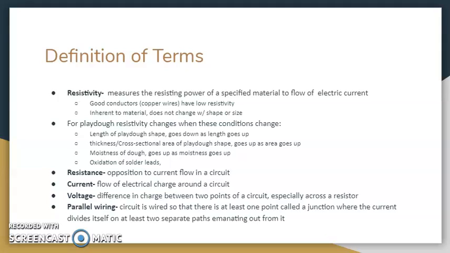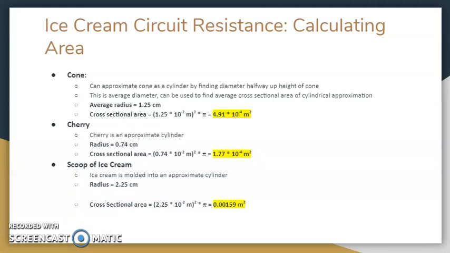Resistance is opposition to current flow in a circuit. Current is flow of charge around a circuit, and voltage is the difference between two different points in a circuit. Parallel wiring is making a circuit where the current can take two or more paths from a junction point. So the first step to calculate resistivity was calculating the average cross-sectional surface area.